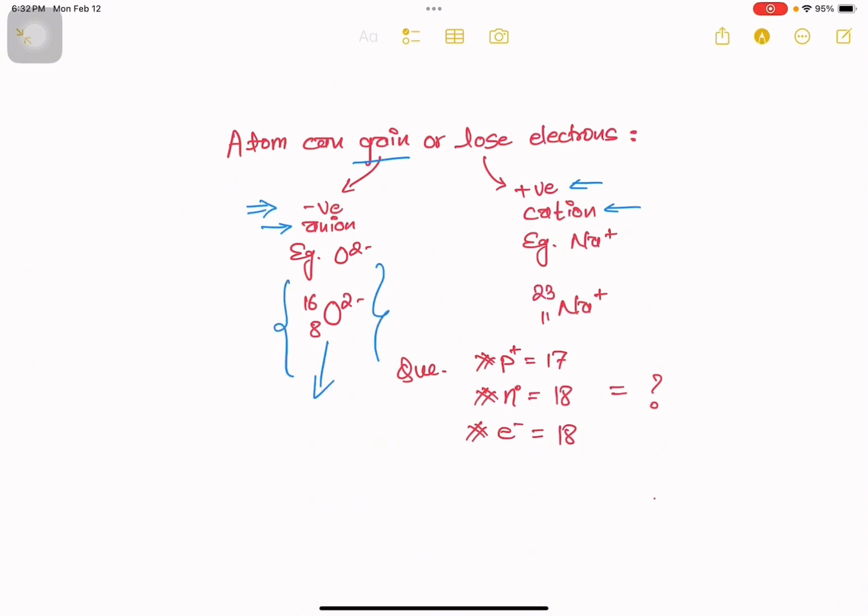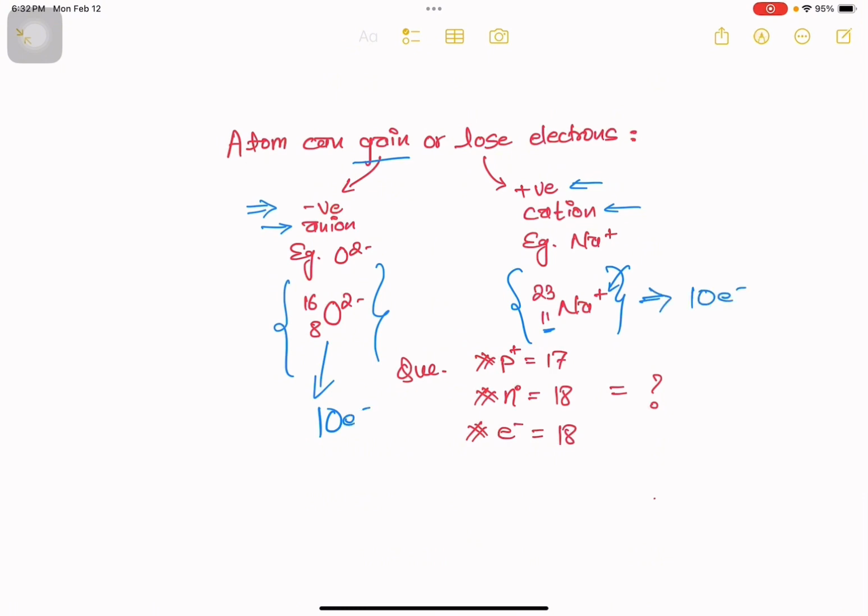And here is an example. What's the number of electrons in this particular oxygen atom? It has negative charge, which means it gained 2 electrons, so it has 10 electrons. Here, it has 11 protons. It lost 1 electron, so it has 10 electrons.